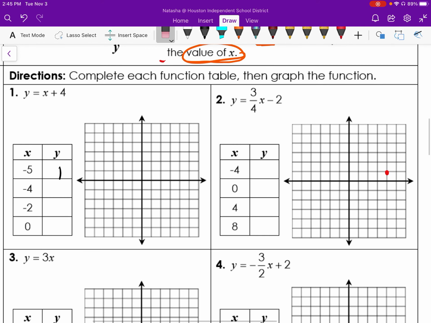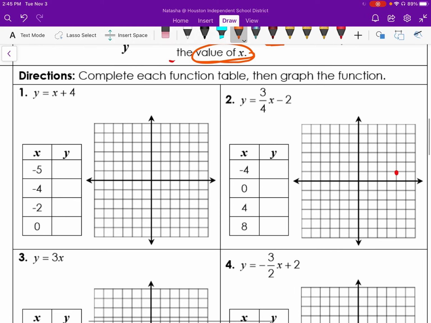Now we're gonna look at these tables and we're gonna graph it, and then all we're doing here is I'm saying, okay, my rule says y is equal to x plus 4. So I'm doing something to the value of x, I'm adding 4 to it. So all I need to do is say -5 and add 4 to it. Well, -5 plus 4 is going to give me -1. -4 plus 4 is going to give me 0. -2 plus 4 is going to give me 2. And then 0 plus 4 is going to give me 4.